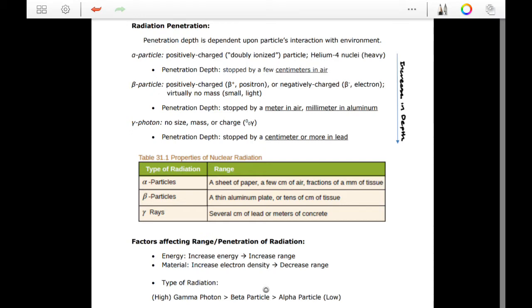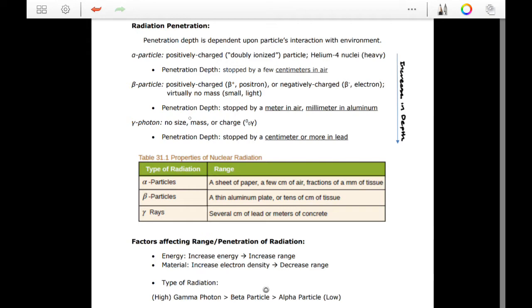Beta particles, as we know, can be either positively charged or negatively charged, depending on whether it's a positron or electron. And we know that positrons and electrons have virtually no mass, so they're going to interact less with their environment than the alpha particles, so they'll be able to penetrate further into objects. As you can see here, they will be stopped by roughly a meter in air or a millimeter in aluminum.